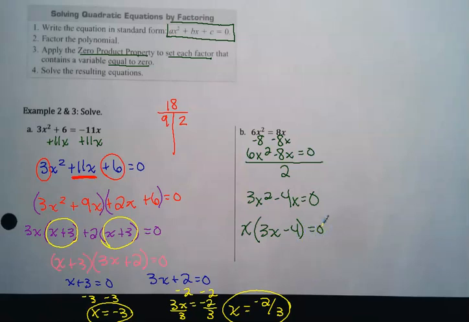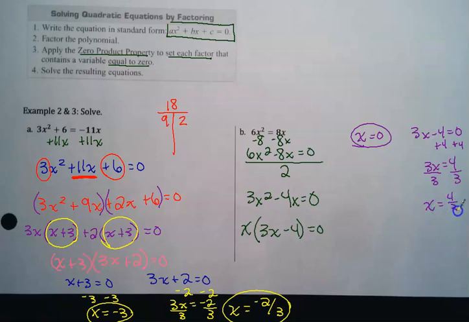So my two terms, right, it's two terms with a variable. So I'm going to have x is equal to 0. Sweet, that one's done. And 3x minus 4 is equal to 0 is my other factor. So add 4 to both sides. So 3x is equal to 4. Divide by 3. And my solution is x equals 4/3. So here my solutions are 0 and 4/3.